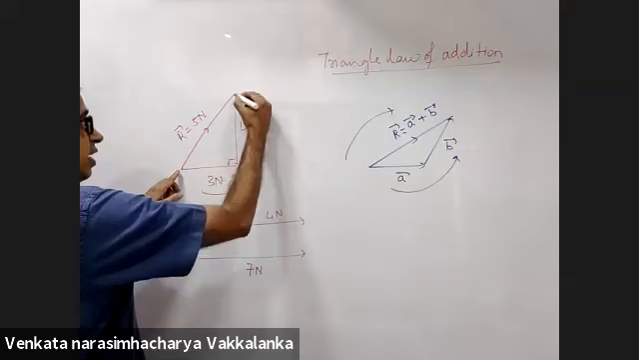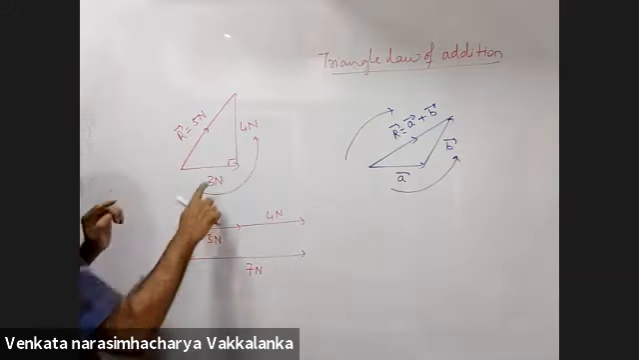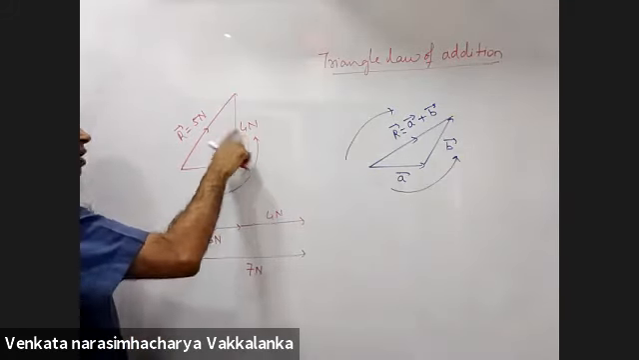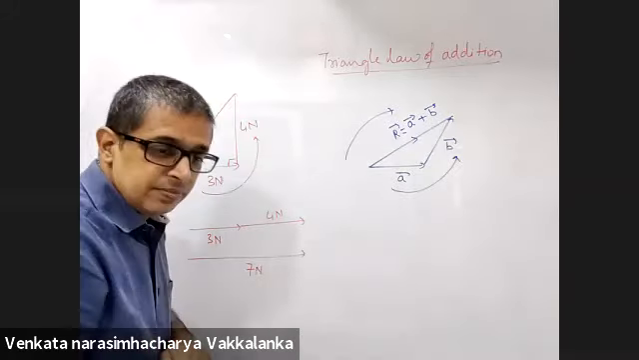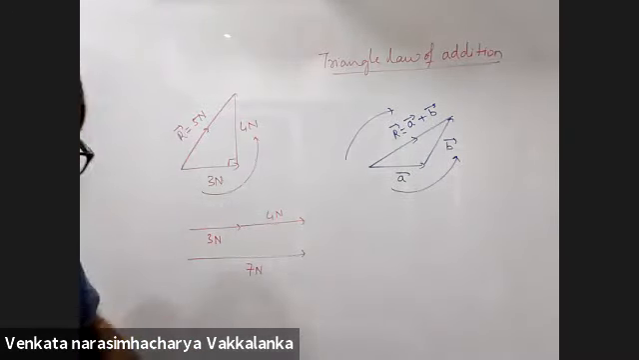So what is the resultant? This length. How much will this length be? Root over of 3 square plus 4 square will be 5. Take it down till here. I'll further explain this.